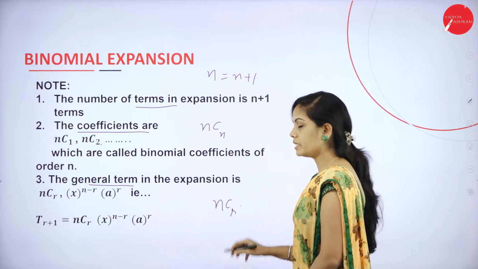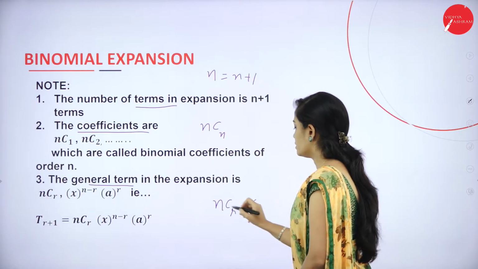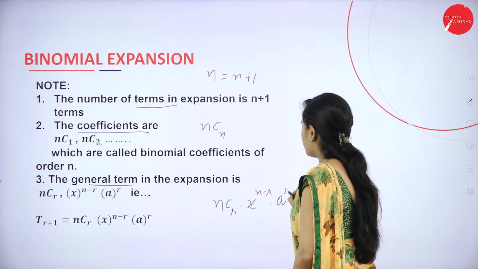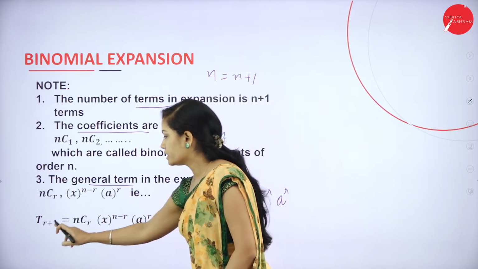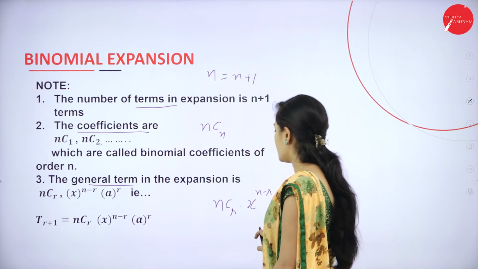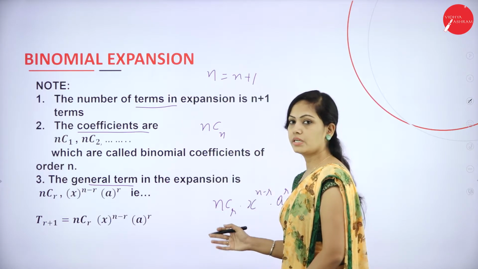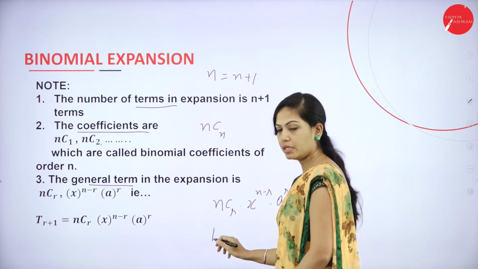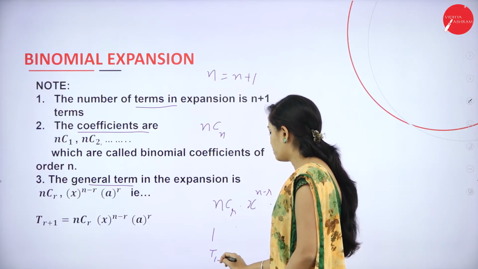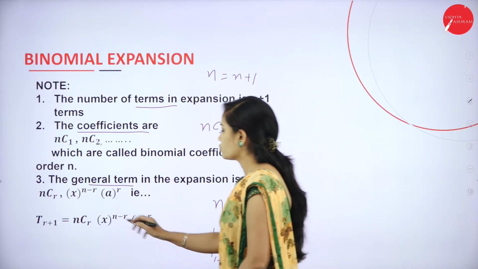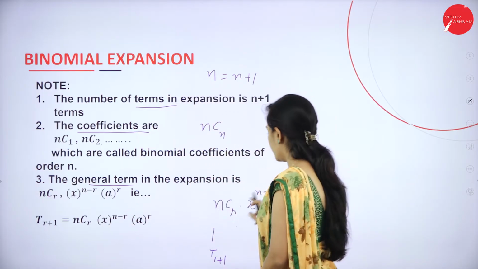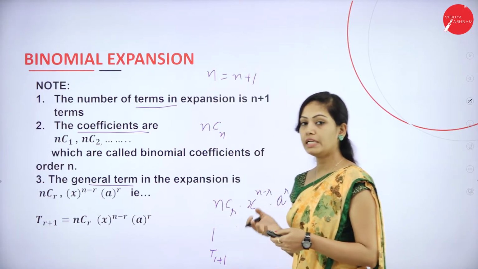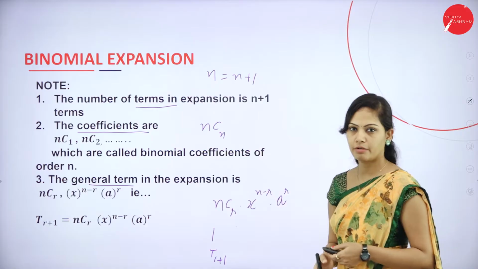The third point: the general term in the expansion is nCr, times x to the power n minus r, times a to the power r. That is T(r+1), which means the next term. If your r value is 1, then T(r+1) means the second term. Clear? So nCr times x power n minus r times a power r. By using this expansion formula, we can easily simplify the binomial expansion.